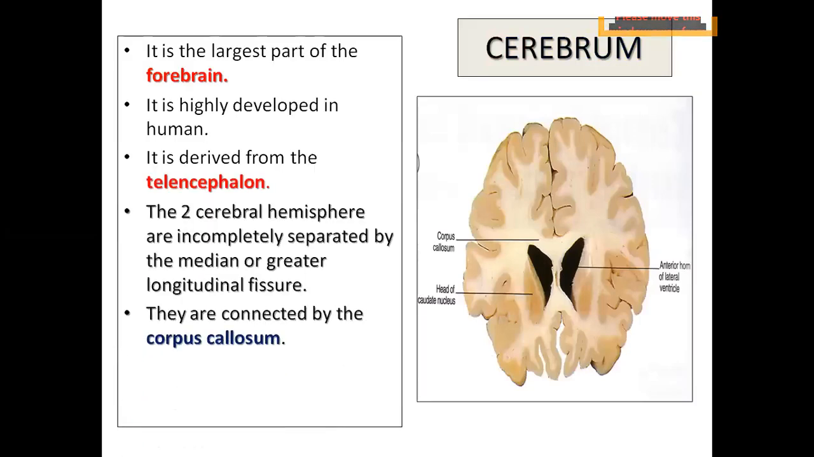Now, when you talk about the development, the cerebrum is the largest part of the forebrain, which is highly developed in human beings, which is derived from telencephalon. So we have two cerebral hemispheres, right and left cerebral hemispheres, which are incompletely separated by means of the median or the longitudinal fissure. So the place where the right and left cerebral hemispheres are connected, the area is called corpus callosum.